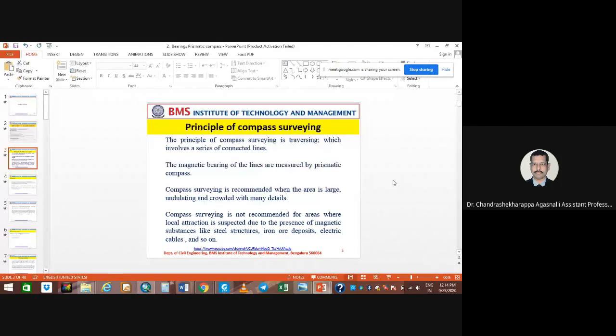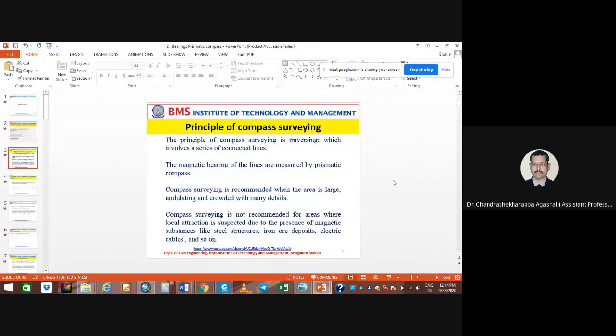So it may give some reading, but that reading may not be exactly the same, or it may not be the correct one, or it may be the nearest to the answer. I'm not sure exactly, because that depends on place to place. That's why we call it a variation of 5 to 6 degrees, or 4 degrees, it will vary there.